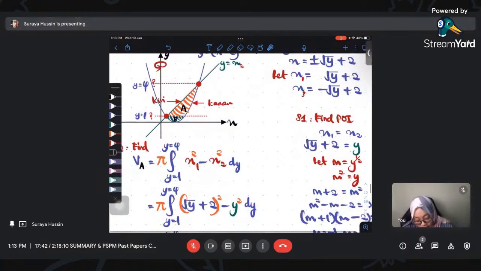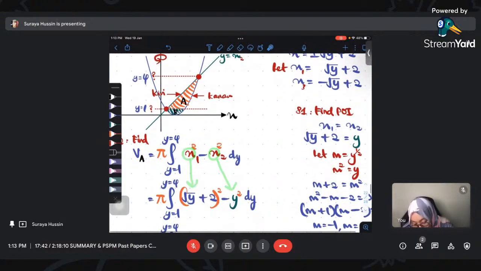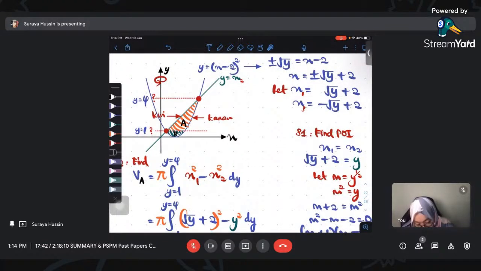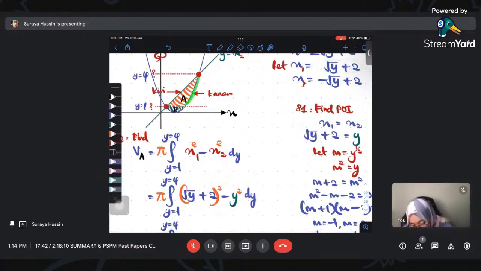Okay, jadi sekarang ni kita memerlukan function X. Disebabkan kita memerlukan function X, jadi kena make sure siapa yang tolak siapa. Siapa yang tolak siapa dekat sini adalah kuadratik, kuadratik yang telah ditukar menjadi square root function. So kalau dia belah kanan, dia positif. Itu je cara nak ingat. Kalau dia belah kanan, kamu kena ambil yang positive square root. Positive square root function. Okay. So sebab dia positif, dia belah kanan, dia positive square root.